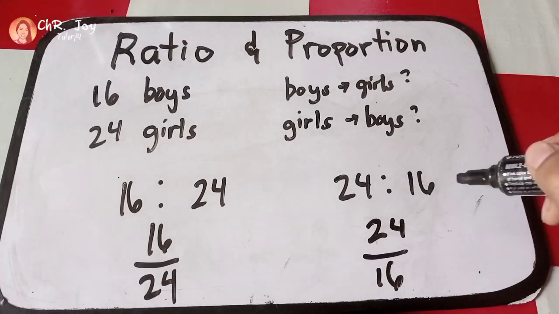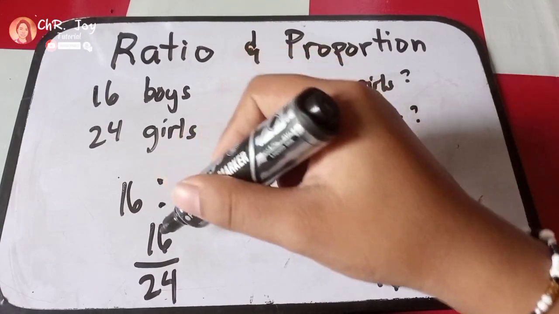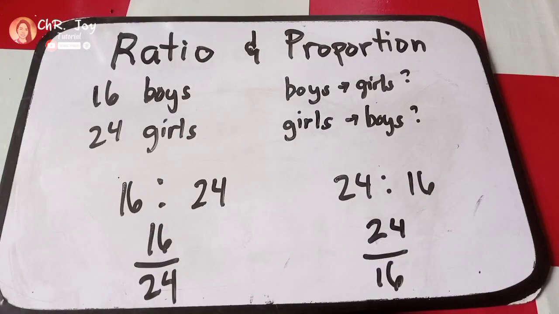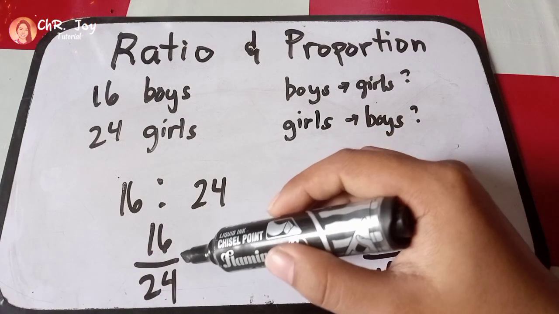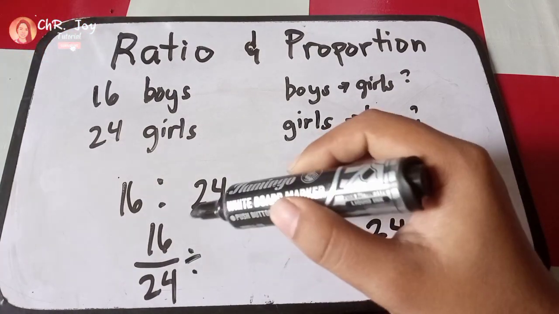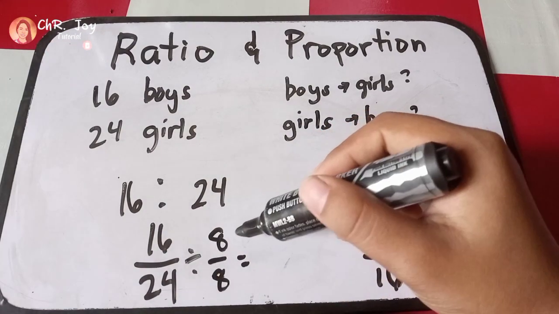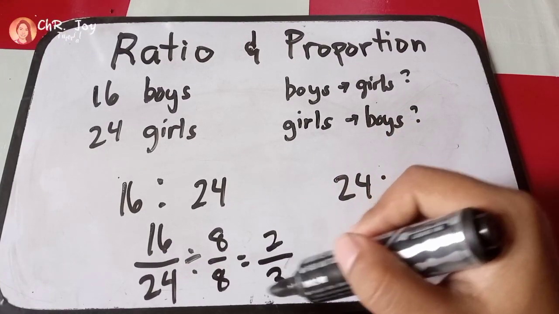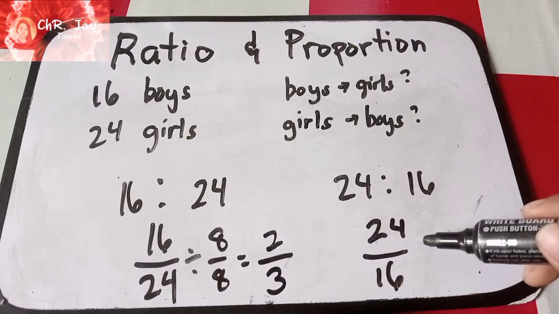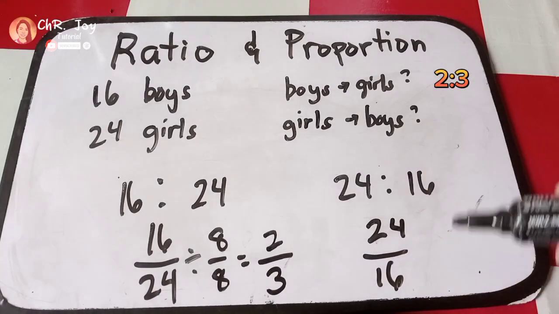A ratio can be expressed in two ways. These are done by using a colon or by using a fraction. Ratio can be reduced into simplest form just like fractions. To get the simplest form of 16 over 24, let us divide both sides by 8. 16 divided by 8 is equal to 2, and 24 divided by 8 is equal to 3. So the ratio of boys to girls in simplest form is 2 is to 3.